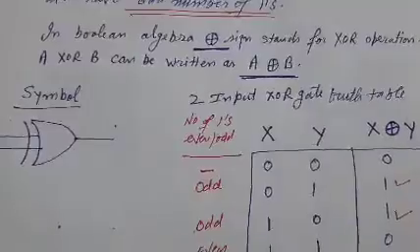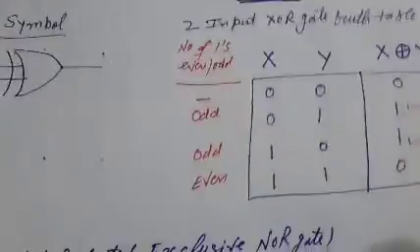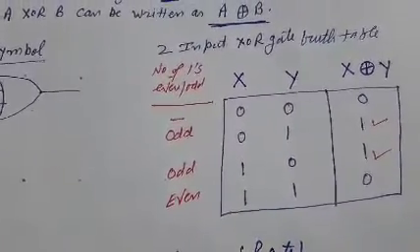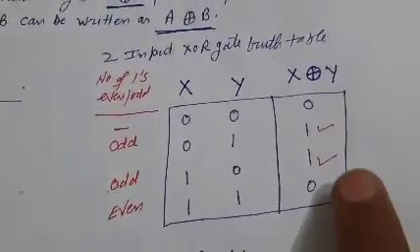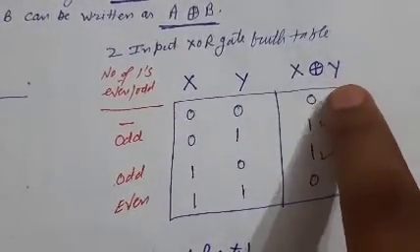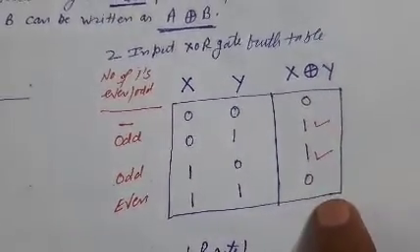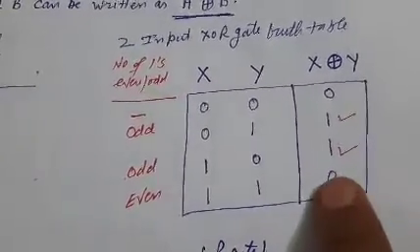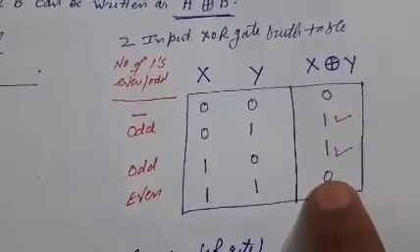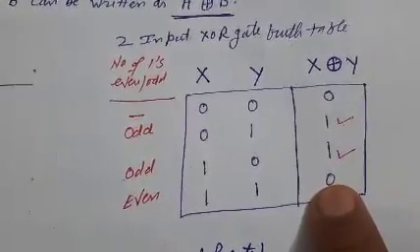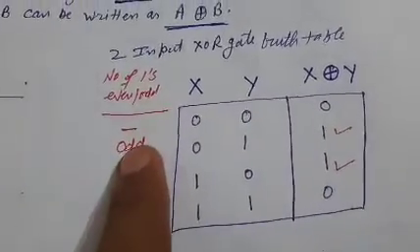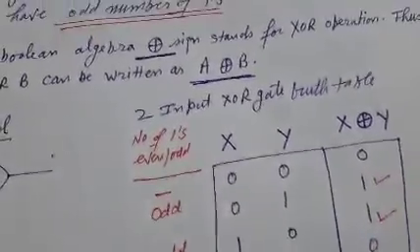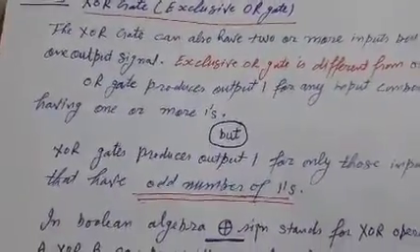For example, if we have the truth table of two variables X and Y, 0 0, 0 1, 1 0, 1 1, then X XOR Y is 0 1 1 0. But in case of the OR operator, the last value 0 should be 1. So there is a difference between XOR and OR. If we have an odd number of 1s, then the output is 1. That is the difference between XOR and OR.